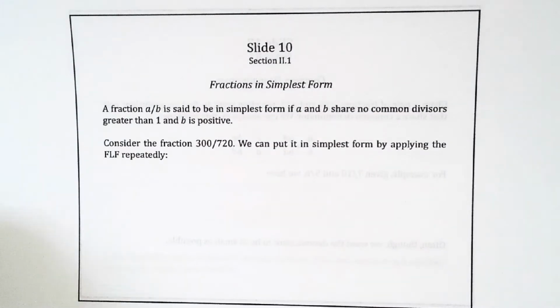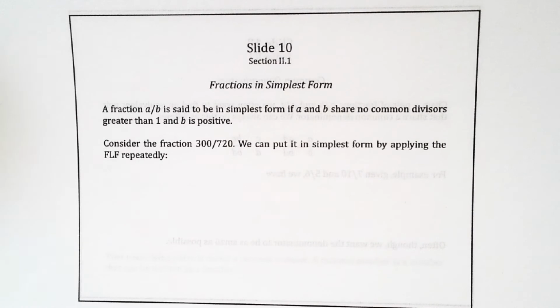Often when we want to use a fraction for something, we want it to be in simplest form, which basically means that the numerator and the denominator are as small as they could possibly be. Technically speaking, the fraction is in simplest form if a and b share no common divisors greater than 1, and the denominator b is positive.